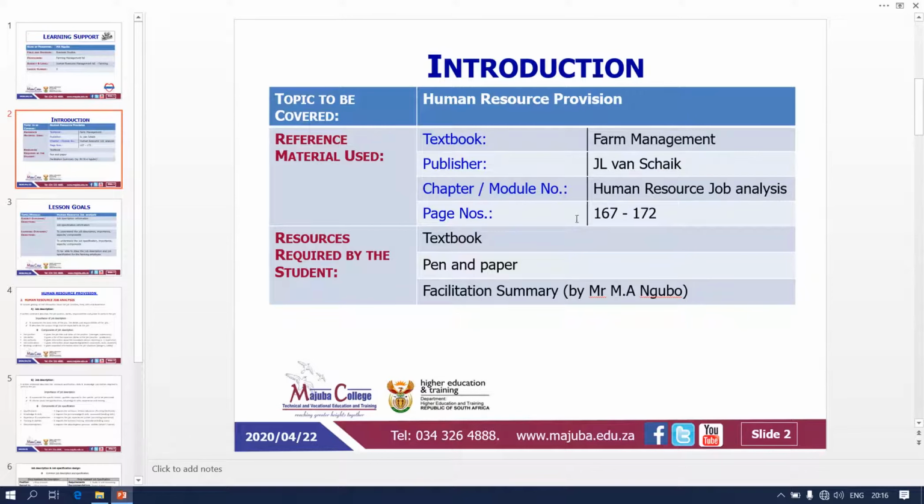Right, we're still doing our module 2, human resource provision, but now what we are going to look at will be the human resource job analysis. The same book that you need to have, farm management. The publisher is Van Schaik, and the pages are from 167 to 172. Please get a book and a pen and paper together with the facilitation summary from Mr. Ngubo.